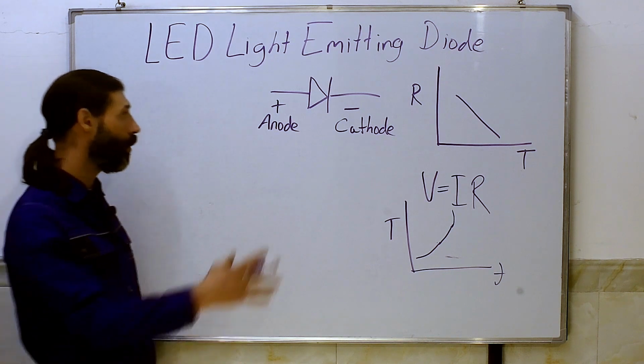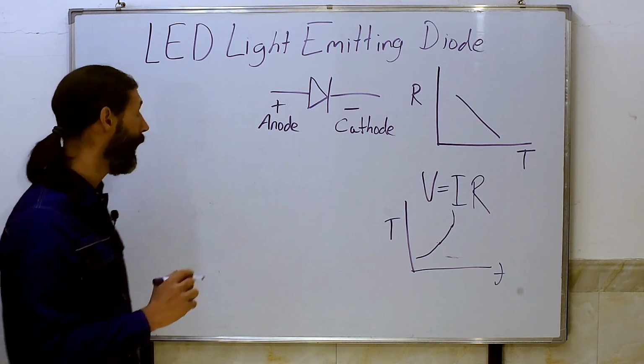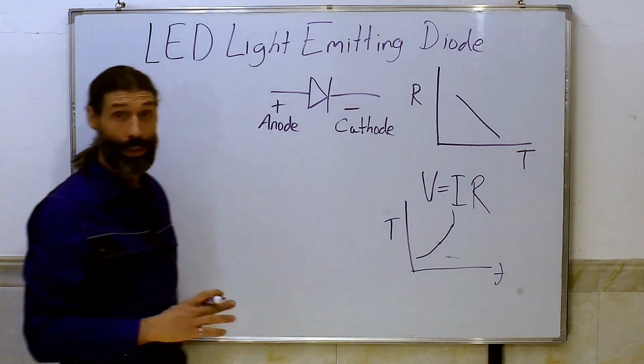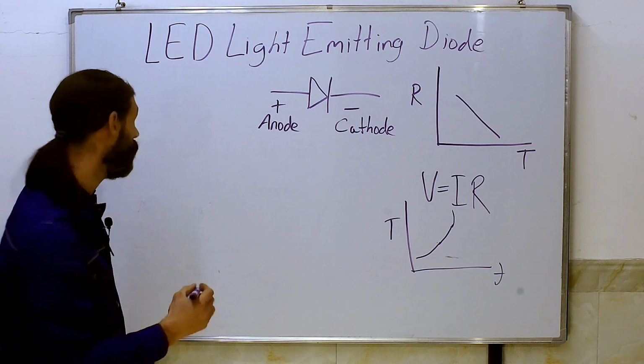So we have to control our LED in some way. Now let's look at some of the properties an LED has. Now I said we have to apply a certain voltage across the LED to start it conducting current. Now that's called the forward voltage.